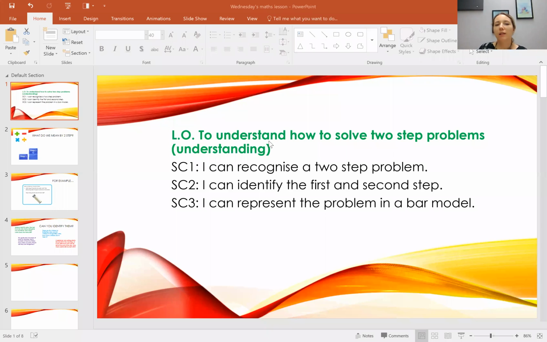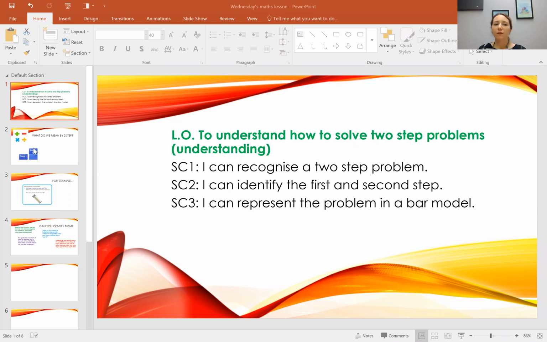Hello everybody, I'm going to share today's learning objective with you. Today we are going to learn how to understand how to solve two-step problems. Okay, so it's an understanding lesson. The first thing you're going to need to be able to do is recognise a two-step problem. The second thing is to identify the first and second step. And then finally, represent the problem in a bar model.